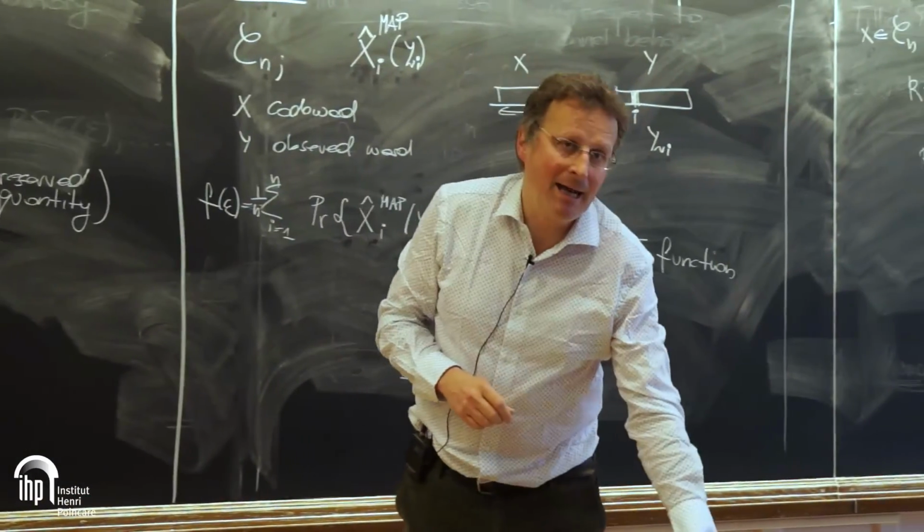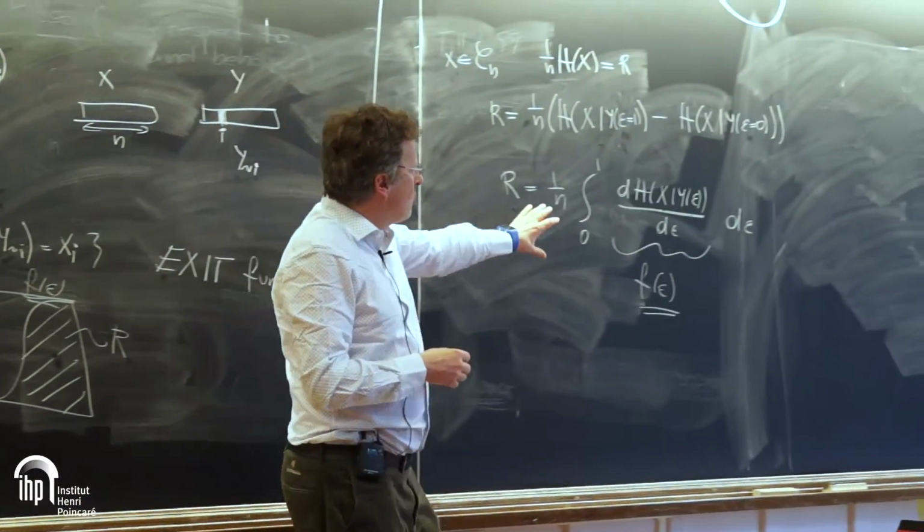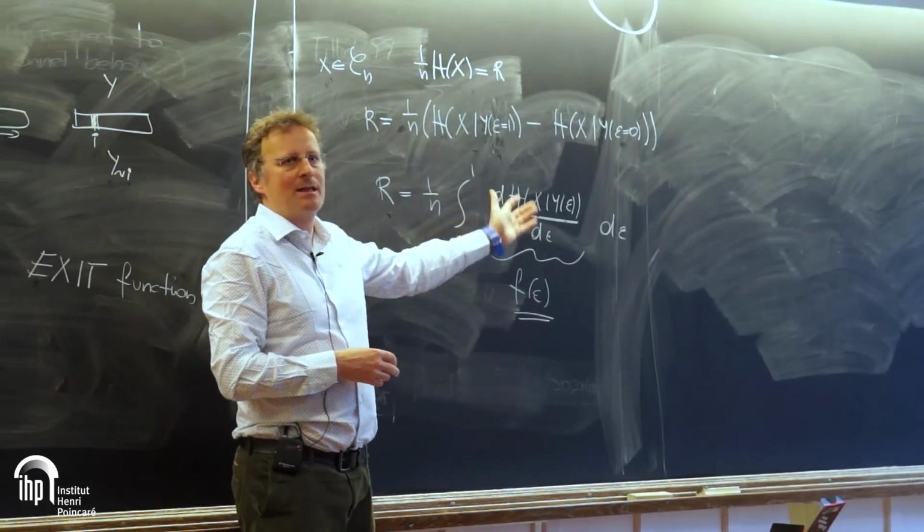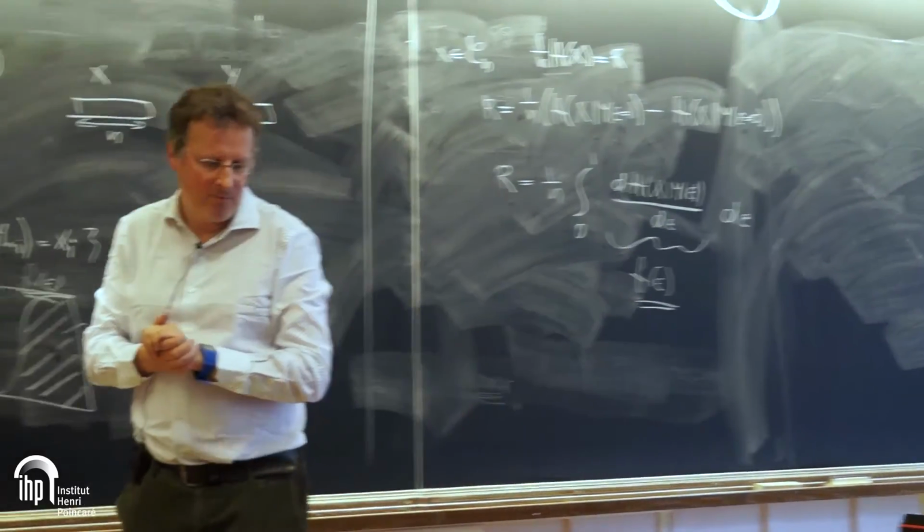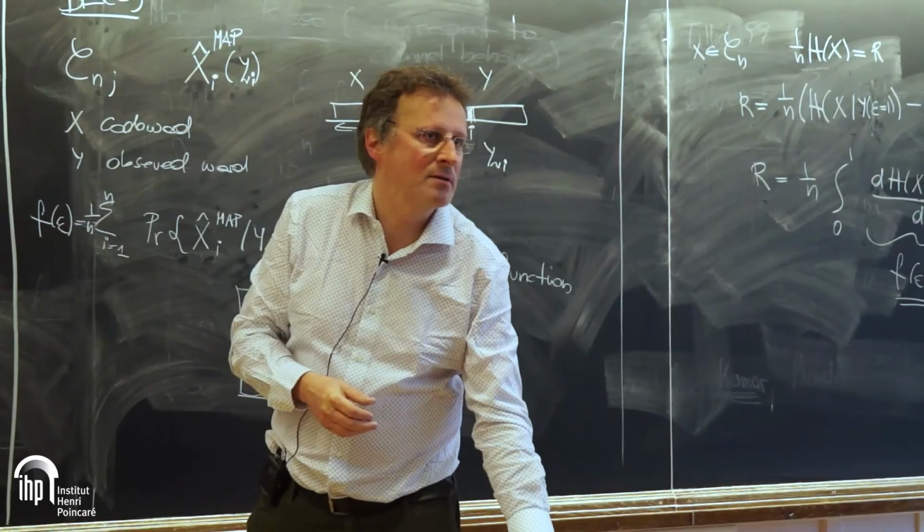So we'll take a break, and after that, I'll show you that this is true. And then I'll tell you what that means for finding capacity for particular codes. Okay? Thanks.